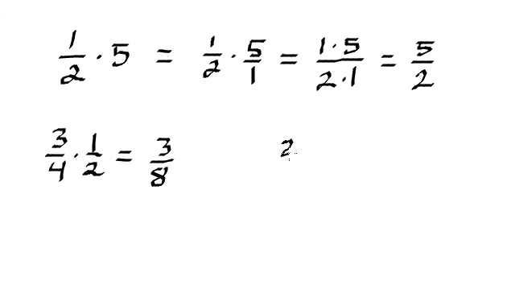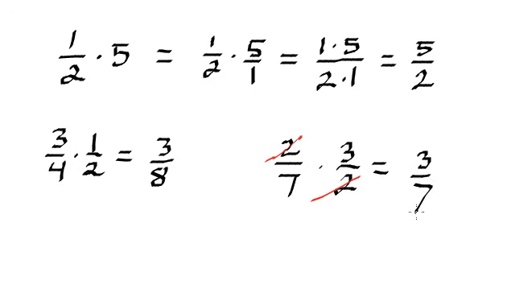Alright, let me do another one here. 2/7 times 3/2. Now, as you can see here, we have a 2 in the numerator, a 2 in the denominator. You can actually cancel these out and then do the multiplication, which is going to end up becoming just 3/7. We'll work some more examples of those. Alright, let's look at another example.